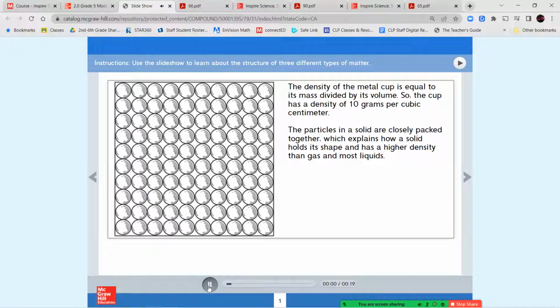The density of the metal cup is equal to its mass divided by its volume. So the cup has a density of 10 grams per cubic centimeter. The particles in a solid are closely packed together, which explains how a solid holds its shape and has a higher density than gas and most liquids.